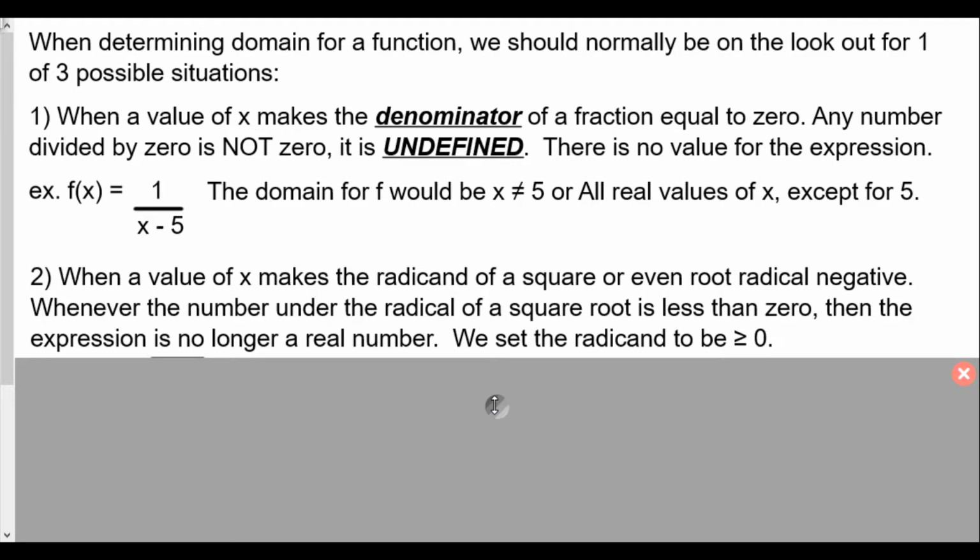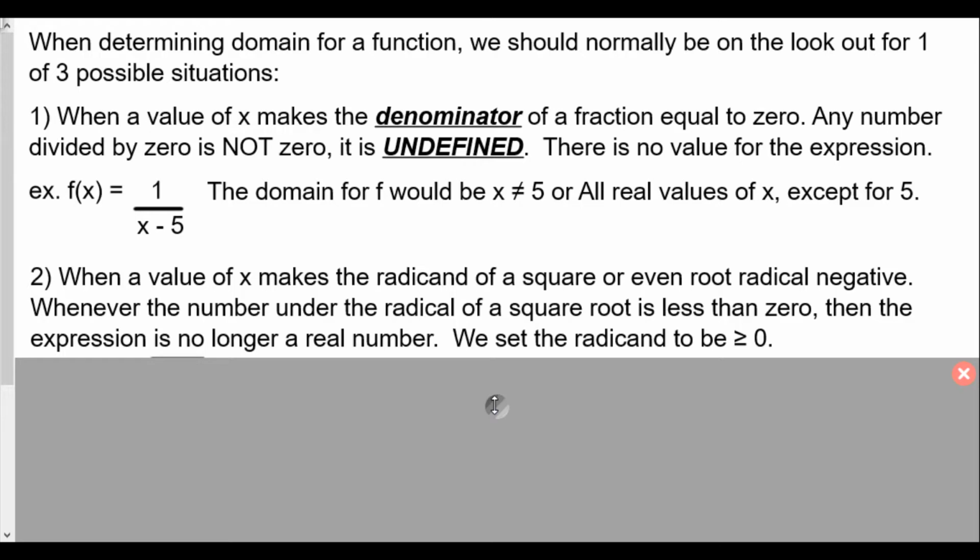So it's a square root or even root radical, meaning the index is an even number, whether it's the square root, the 4th root, the 6th root, the 8th root. And you're going, wow, you're going to have roots that go that far? Yes, Algebra 2, we're advancing. So just understand that for domain, we cannot have any radicand be negative in an even root radical, because we're dealing with real numbers in this case.